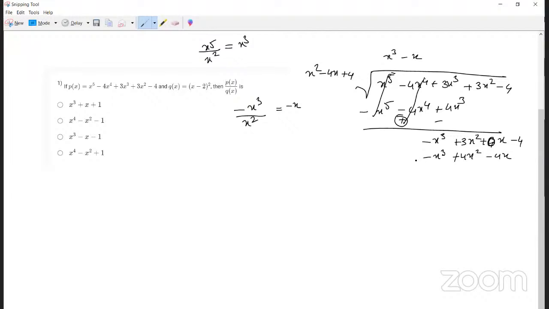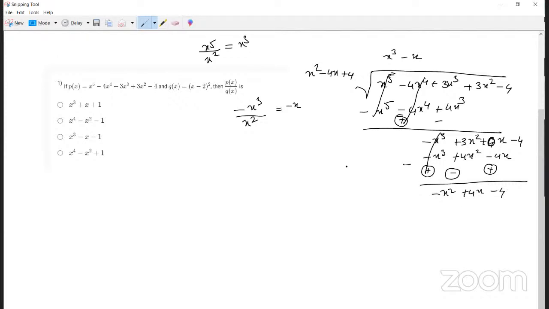Yes, sir. So if you subtract it, it will become plus, it will become minus, and it will become plus, right? So this will get cancelled. Minus x square, plus 4x, minus 4.